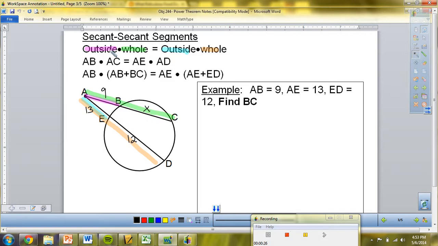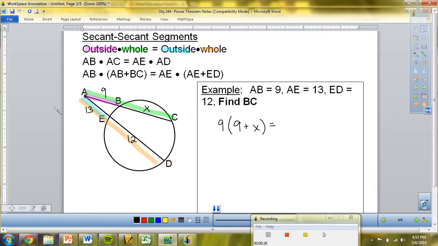My outside piece of the top chord is going to be 9. The whole thing, right? The number one error is you do 9 times X. So we take part times part. It's actually 9 times the whole thing. And in this case, I don't have any like terms that I can combine, so I just have to leave it as an expression, 9 plus X.